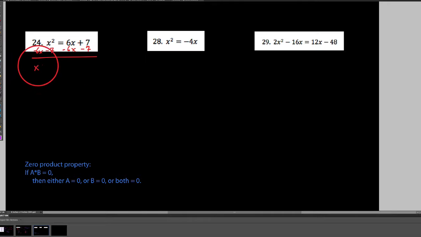And what we get on the left then is just x squared minus the 6x's minus the 7 that I just subtracted. And on the right, we just get these to cancel. So the first step of this process is already done. We're already set into standard form and set equal to 0. The next thing we're going to do is factor this.